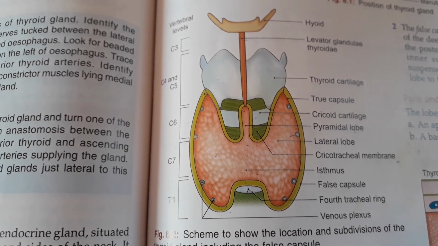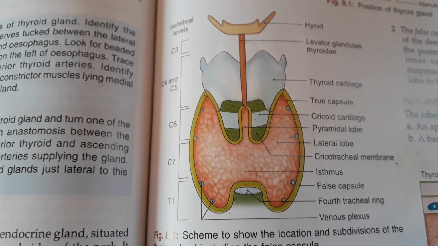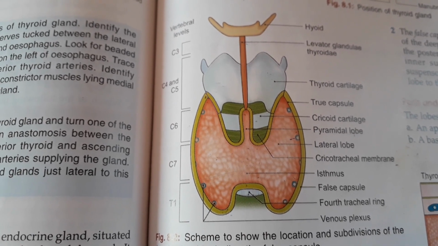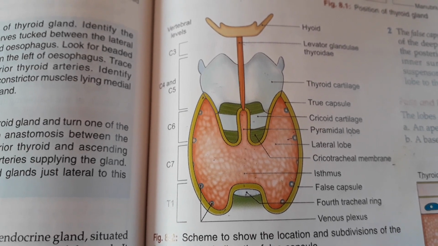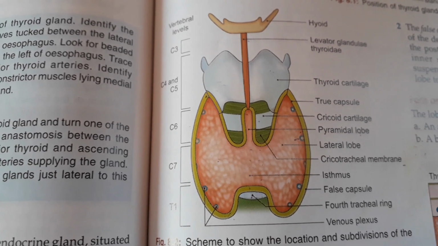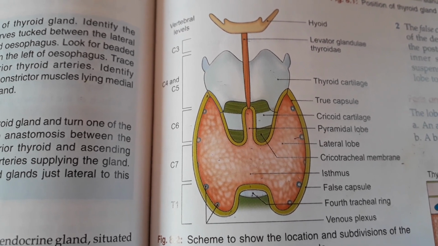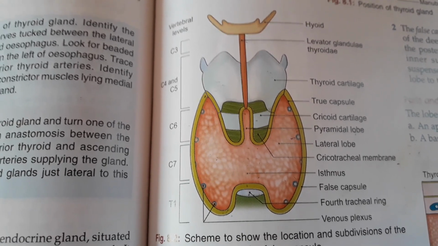This is an endocrine gland situated in the lower part of the front and sides of the neck. It is very important because it regulates BMR, that is basal metabolic rate, and stimulates somatic and psychic growth, and plays a very important role in calcium metabolism.